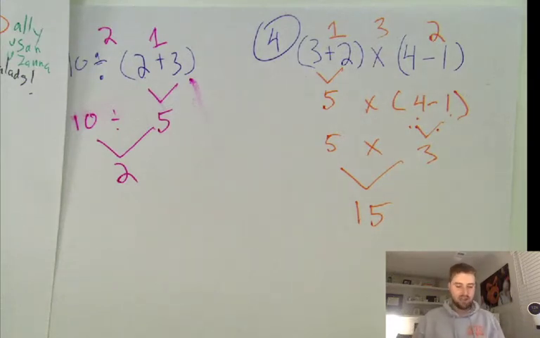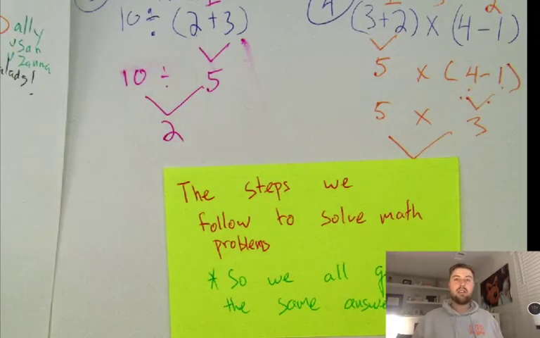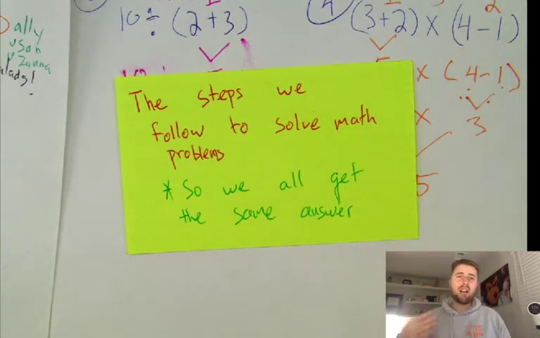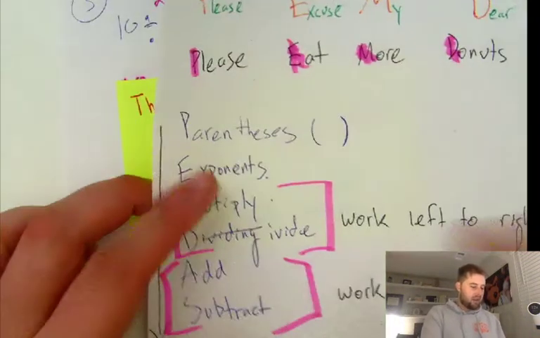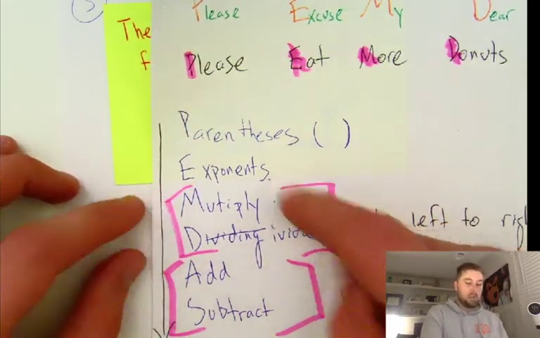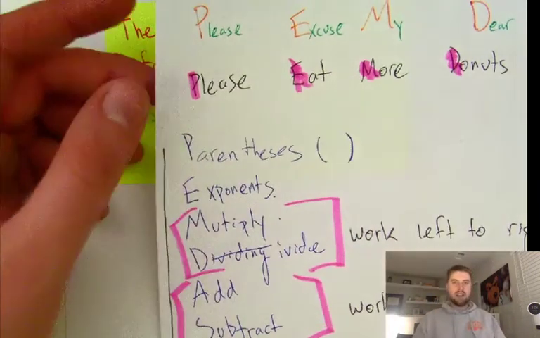I hope so. That is awesome. All right, and one more thing. Order of operations, of course, as we know, is the steps we follow to solve math problems. And why do we do that? We do that so we all get the same answer. We want to make sure we have a checklist of things that we do, and this is our checklist right here. Did you do the parentheses? Did you do the exponents? We'll talk about those next year. Did you multiply and divide? Did you add and subtract? Yes, yes, yes. Okay, we worked down the checklist.